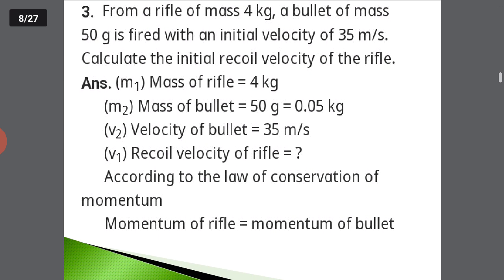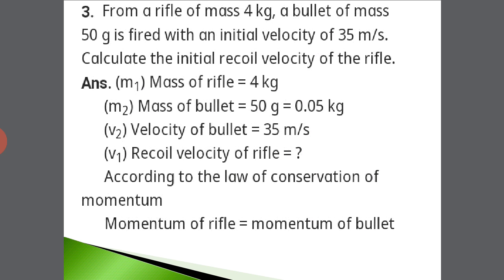Now, from a rifle of mass 4 kg, a bullet of mass 50 gram is fired with initial velocity 35 meter per second. Calculate the initial velocity of the rifle. M1 is the mass of rifle, 4 kg, M2 is the mass of bullet. Convert this into kilogram also. 50 gram equal to 0.05 kilogram. The velocity V2 of the bullet is 35 meter per second.